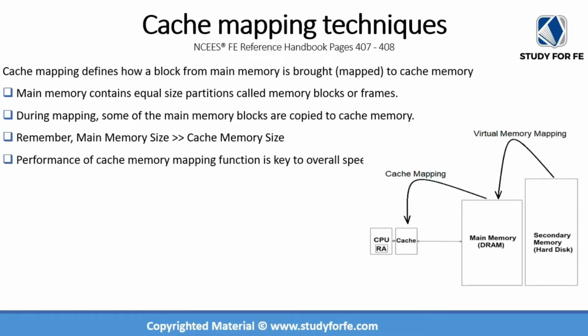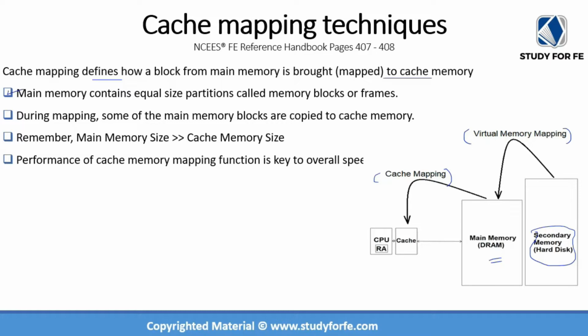Cache mapping techniques. This lecture and the next lecture are all about cache mapping. So what is cache mapping? Cache mapping basically defines how a block is brought from main memory to the cache memory. We have a secondary memory, let's say the hard disk, and when we bring memory from the secondary memory into the main memory, which is our DRAM, that is called virtual memory mapping. Now when we repeat the same process between the main memory and the cache memory, bringing a memory block from the main memory to the cache memory, that is called cache mapping.